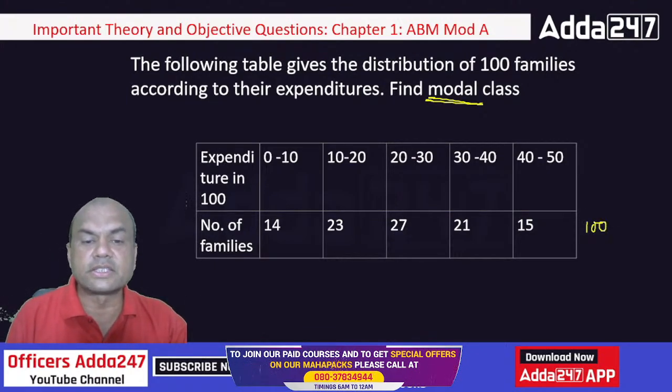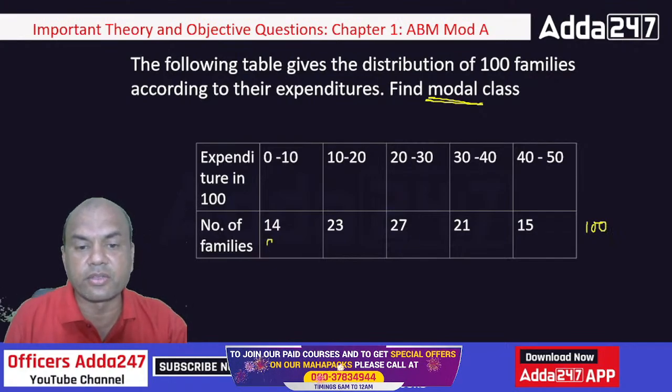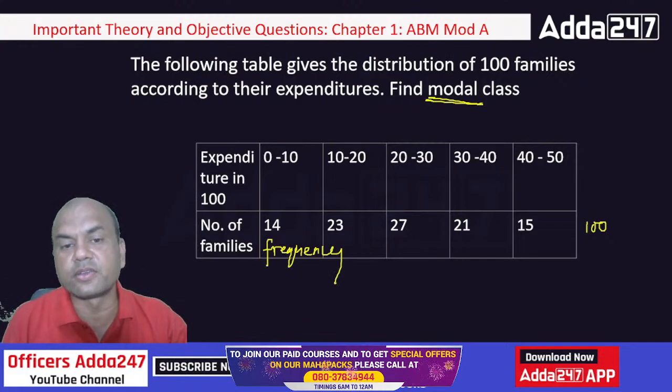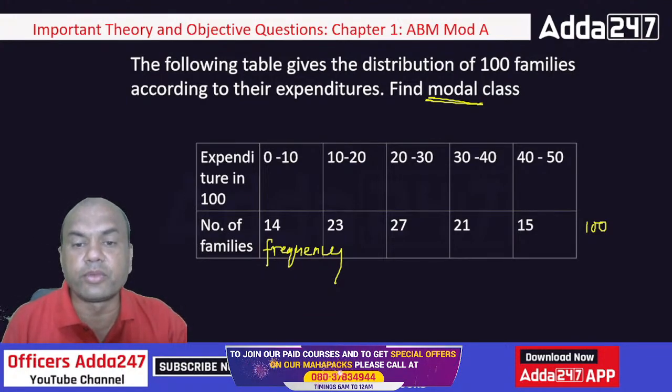Okay. So this is always known as the frequency. This frequency tells you how many families are there in this class, how many times this class is getting repeated. That is basically the frequency. So find the modal class.